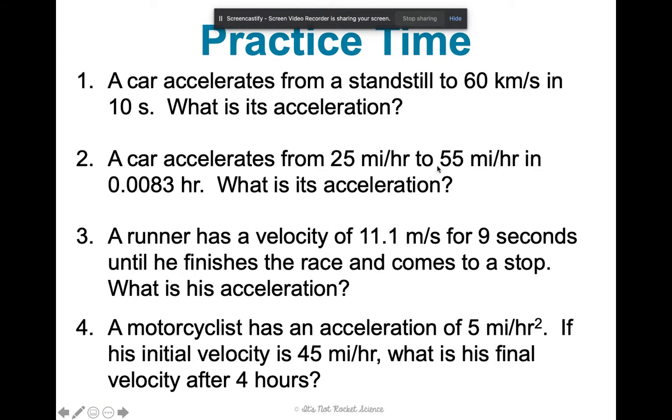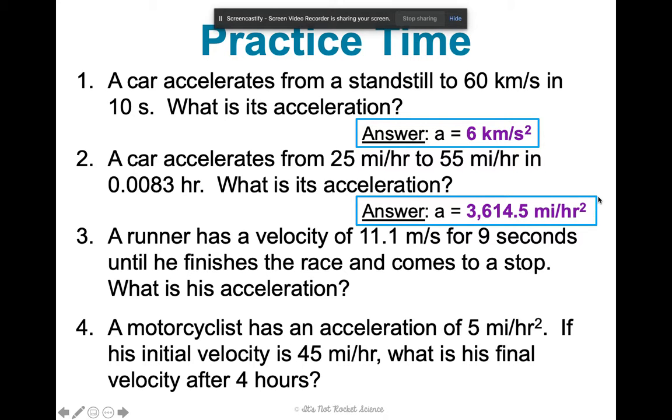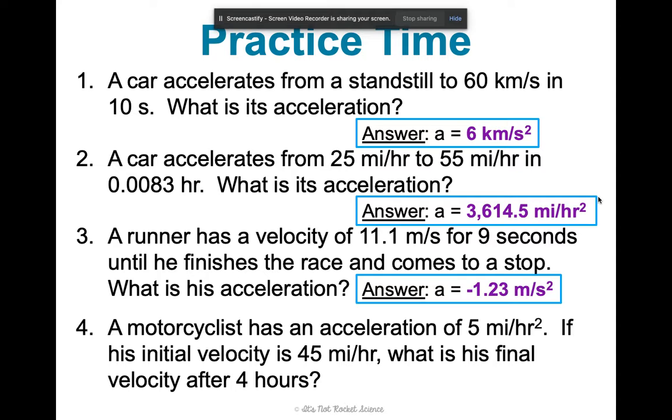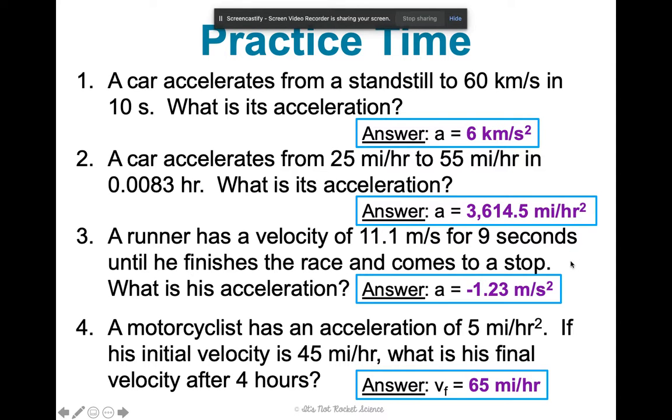I'm going to have you pause, try to solve these as best as you can, and come back for the answers. All right, for number 1, our answer is 6 kilometers per second squared. For number 2, our answer is 3,614.5 miles per hour squared. For number 3, our answer is minus 1.23 meters per second squared. And for number 4, our vf is 65 miles per hour.